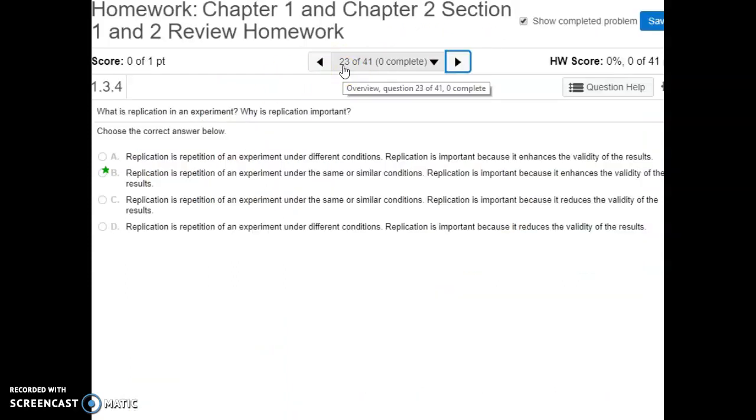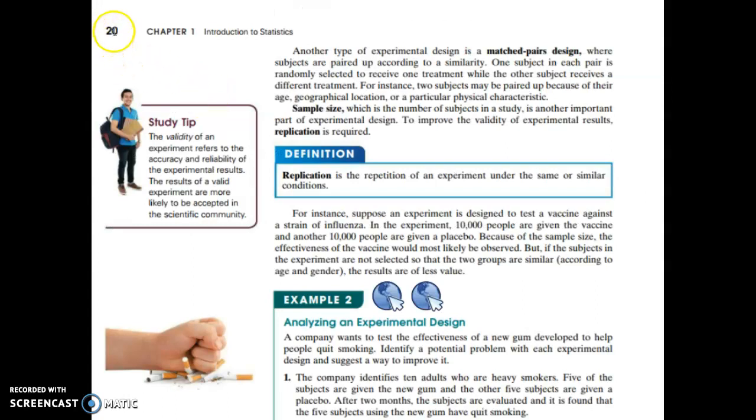Another definition for 23. What is replication? It is the repetition of an experiment under the same or similar conditions. And that's important because if we can get the same results under the same or similar conditions, it helps to enhance the validity of the results. And on page 20, you can find the definition of replication and read more about it there.